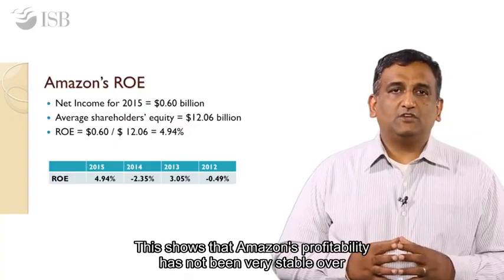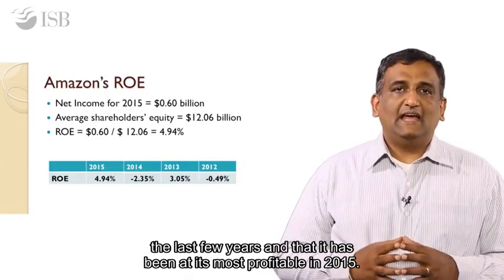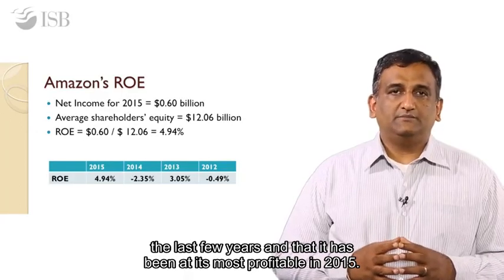This shows that Amazon's profitability has not been very stable over the last few years and that it has been at its most profitable in 2015.